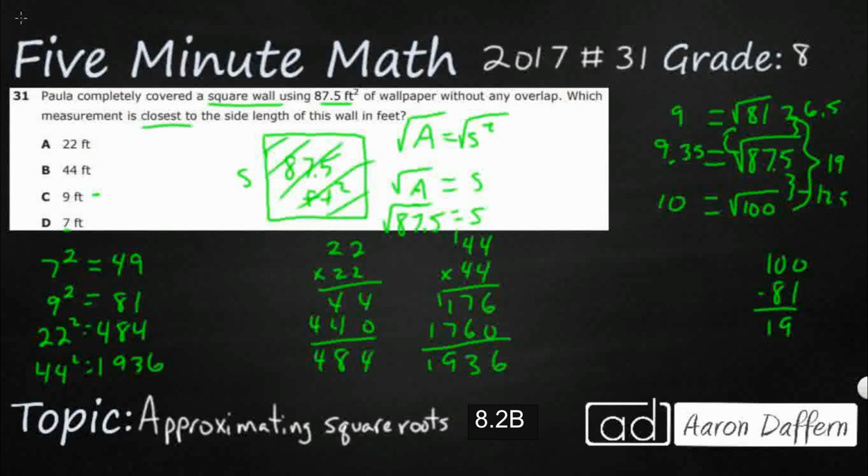1,936. So you could either solve it this way, or you can just plug each of these answer selections into the side length and then square it to see which one gets you closest to your actual area of 87.5. Well, if we had decimals, we can get closer, but without decimals, our closest is going to be C, 9 feet.